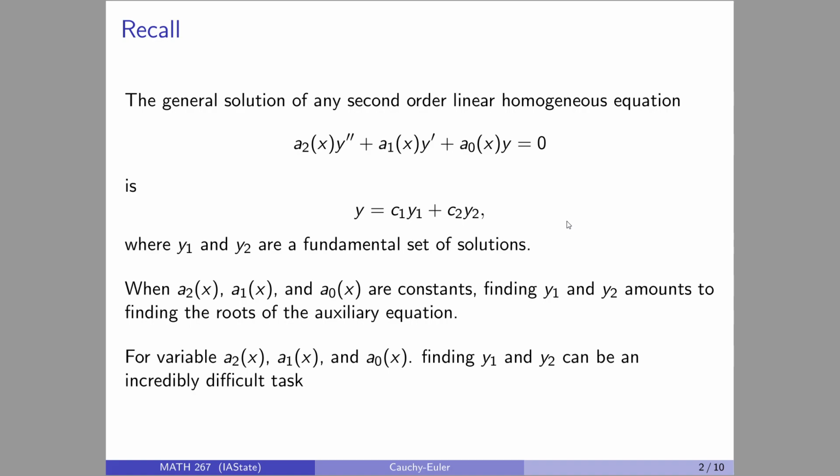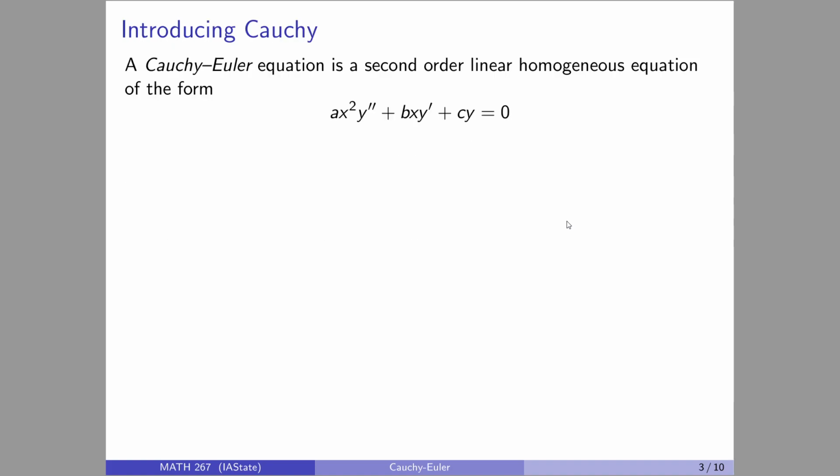Now, as we've noted, for variable coefficients, actually finding y1 and y2 is not necessarily an easy task, outside of some, and with some quotes around that, nice cases. So today we're going to look at one such case. Specifically, equations that look like this are called Cauchy-Euler equations. They're also known as equidimensional equations, is another name I've seen for these.